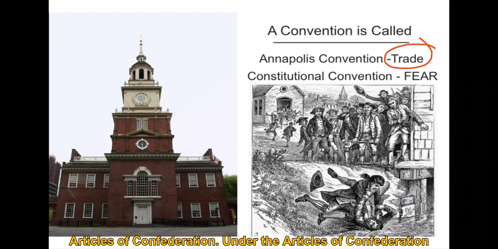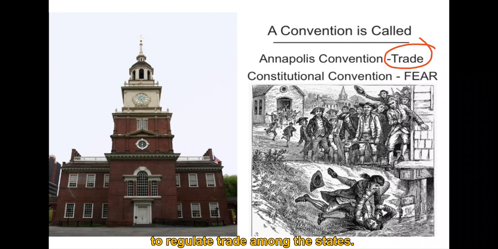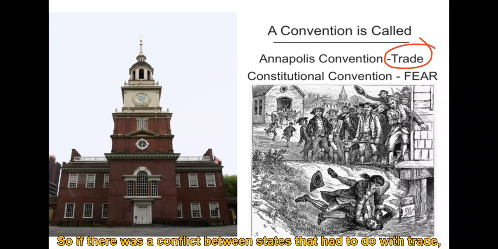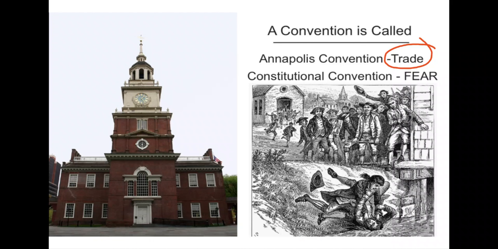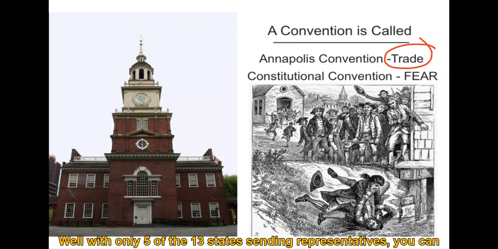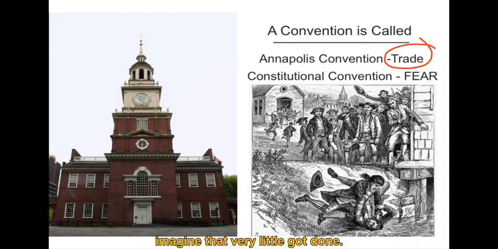Under the Articles of Confederation, as you may remember, the national government had no power to regulate trade among the states. So if there was a conflict between states that had to do with trade, the national government had to sit on the sidelines. They didn't have any control over that. Well, with only 5 of the 13 states sending representatives, you can imagine that very little got done.